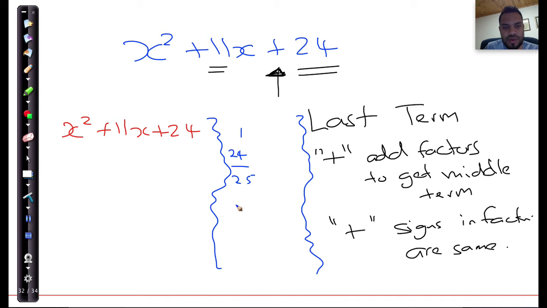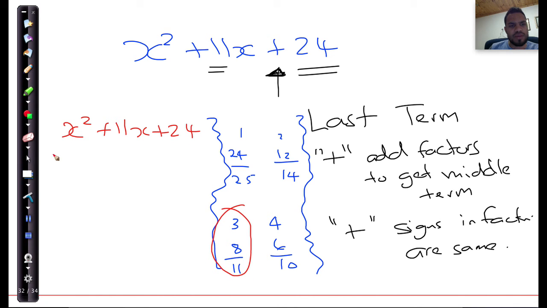It is 2 and 12, and when I add 2 and 12, I get 14. And then thirdly, I could go and say it's 3 multiplied by 8. That gives me 24, and when I add that, I get 11. Well, that seems to be my answer. I could have gone further and said the other factors are 4 and 6, but when I add that, I get 10. So clearly the set of factors that works for us is 3 and 8.